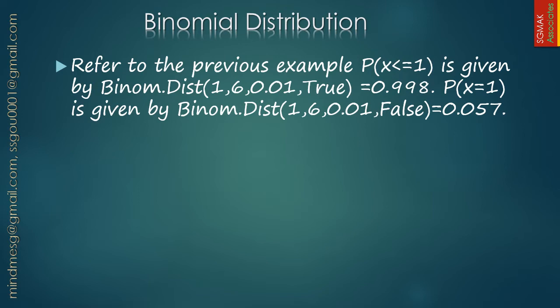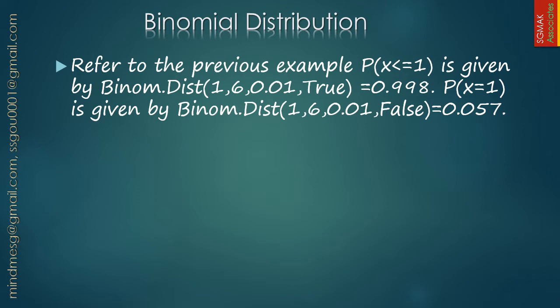In this case, we are really summing up the probability of 2 events: the probability of number of defective equals 0 plus the probability of number of defective equals 1. And Excel returns a value 0.998.